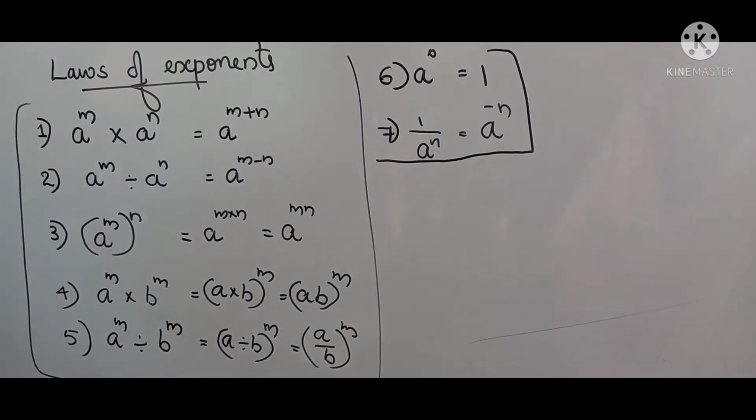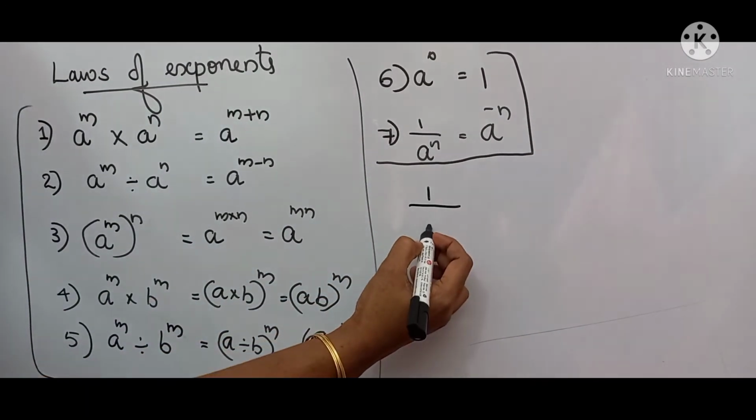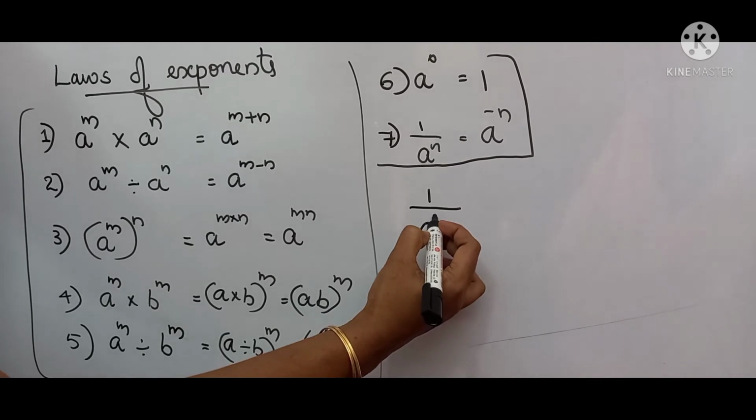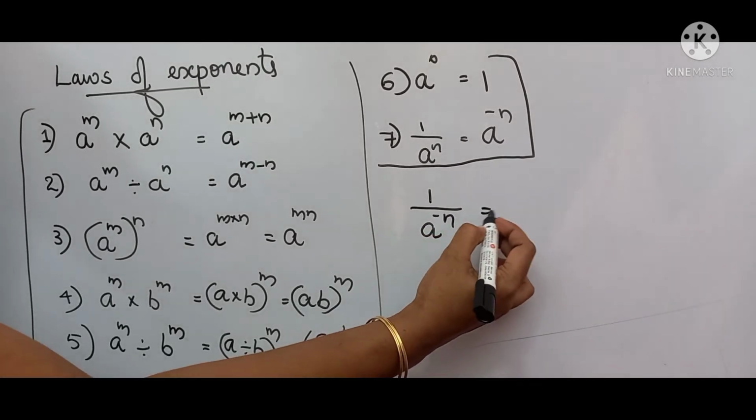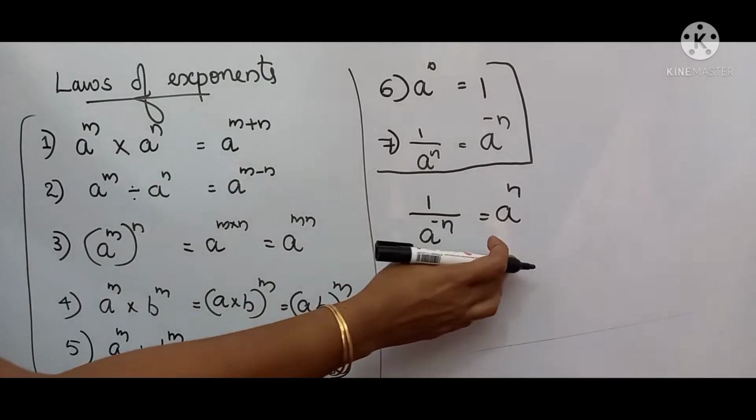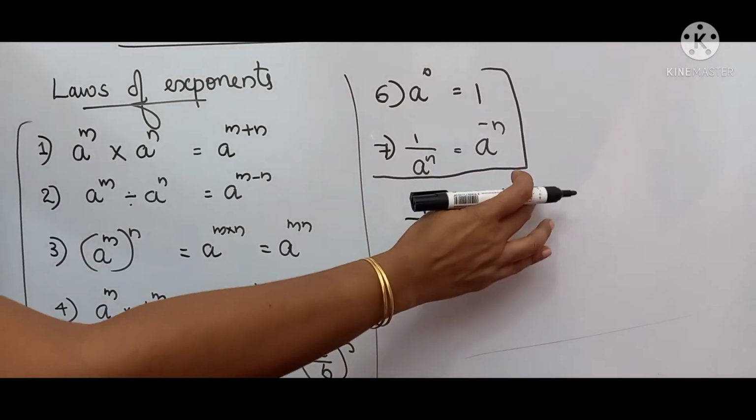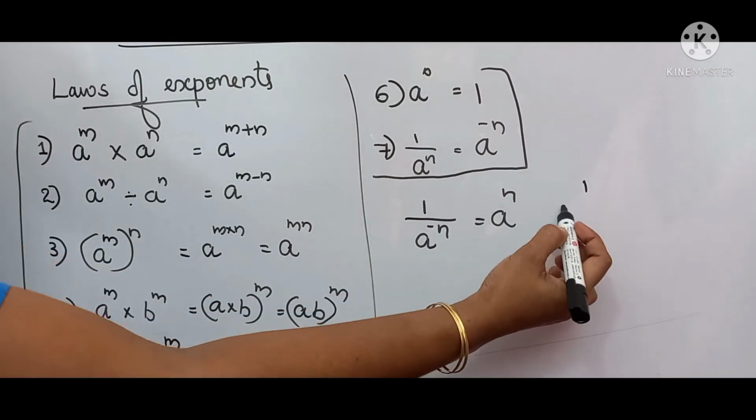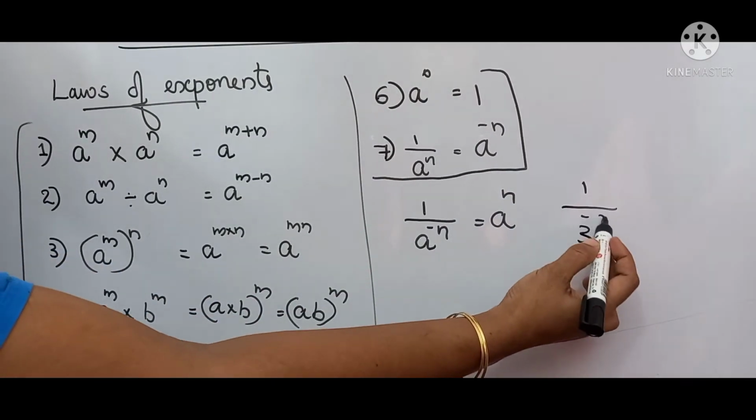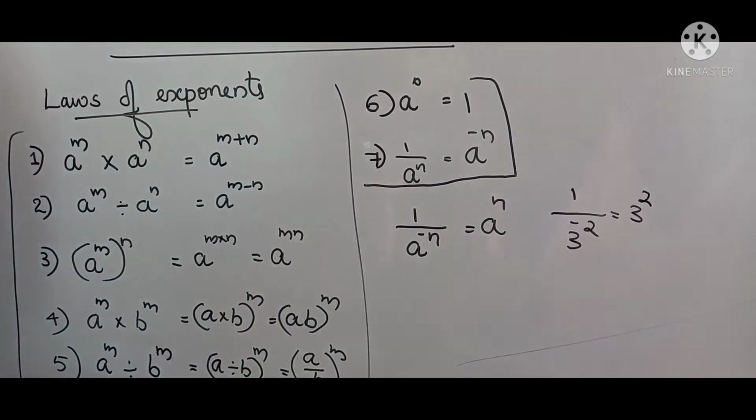From the 7th law we can derive 2 more. 1 by a raised to minus n is equal to a raised to n. If you study this, we can do problems very easily. That means 1 by 3 raised to minus 2 is equal to 3 raised to 2, or 3 square.